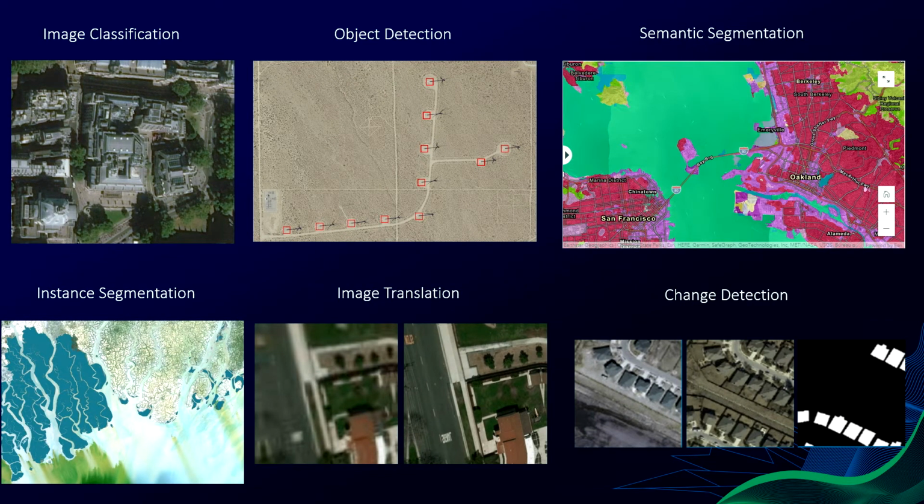Instance segmentation is a more precise object detection method in which the boundary of each object instance is drawn and extracted. In this example, mangrove forest land cover has been identified, classified, bounded, and extracted from aerial imagery. Image translation is the task of translating an image from one possible representation or style to another.